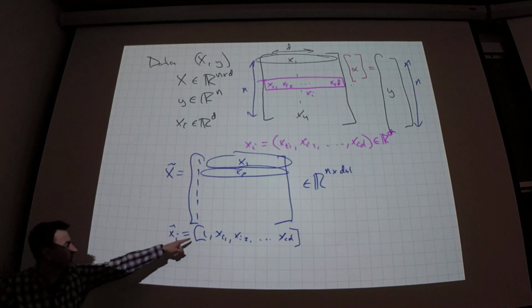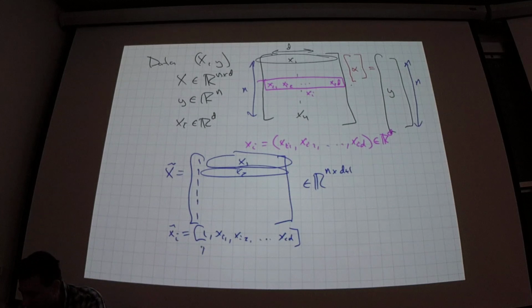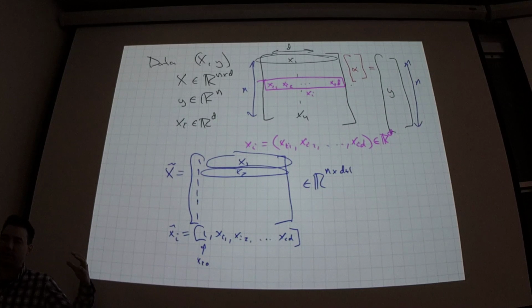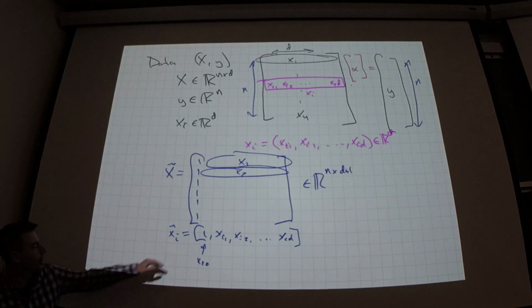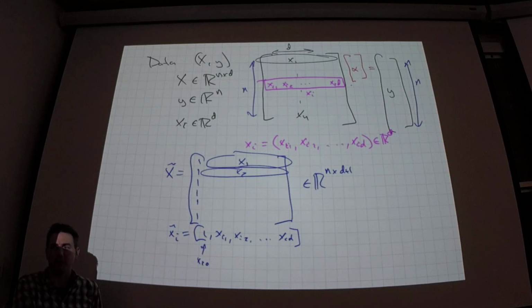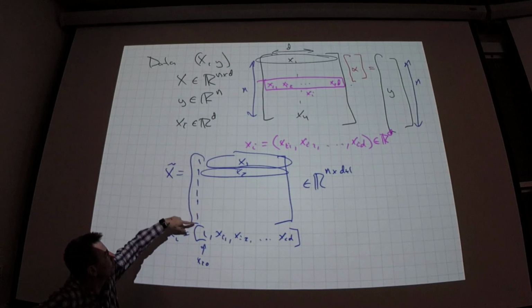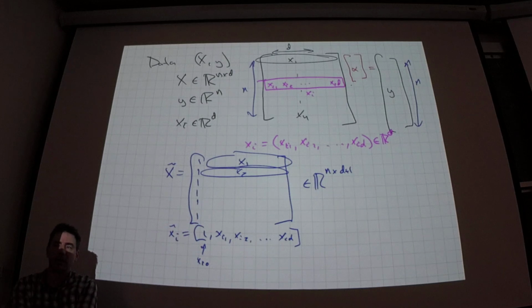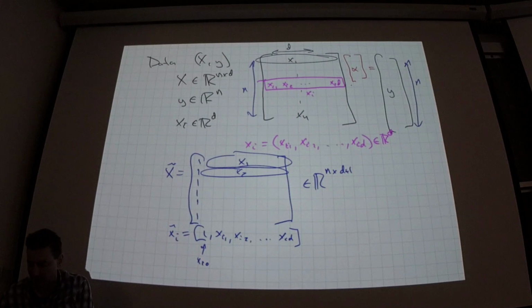Okay, so I can think of just this guy, I can call this xi0 if I start counting the index from 0. All right, so what this is doing is I've now created just a one-dimensional thing, and this coordinate is actually going to represent the offset term.